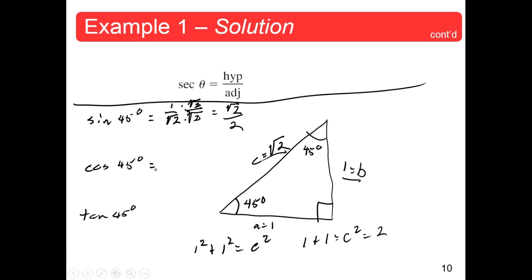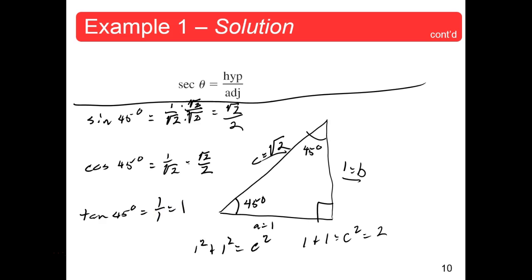Now, how about cosine of 45 degrees? That's the same thing. 1 over root 2, which is also square root of 2 over 2. And what would be the tangent of 45 degrees? 1 over 1, which is 1. Okay, there we have it.